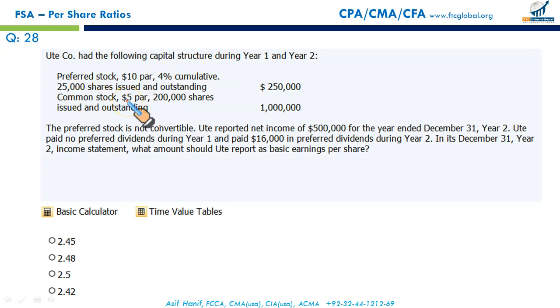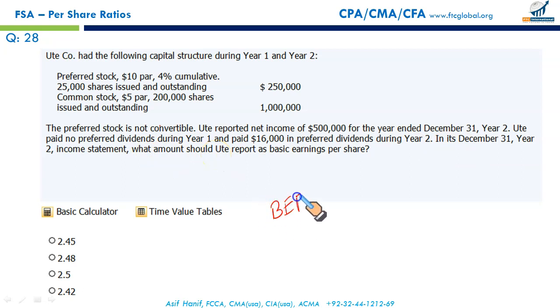Common stock, par $5, 200,000 shares outstanding, 5 times 200,000, 1 million. The preferred stock is not convertible. So that means no diluted earning per share. UTE reported net income of $500,000 for the year ended December 31st, year 2. UTE paid no preferred dividends during year 1 and paid $16,000 in preferred dividend during year 2. In its December 31st, year 2 income statement, what amount should UTE report as basic earning per share?